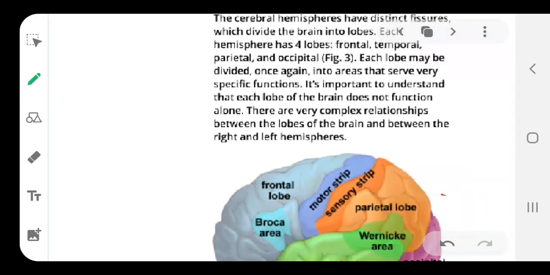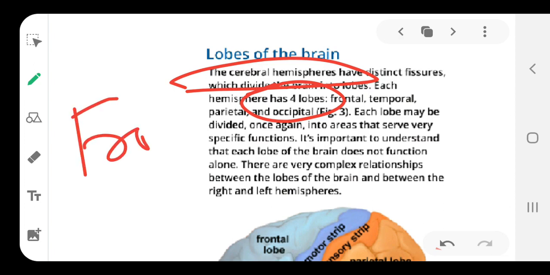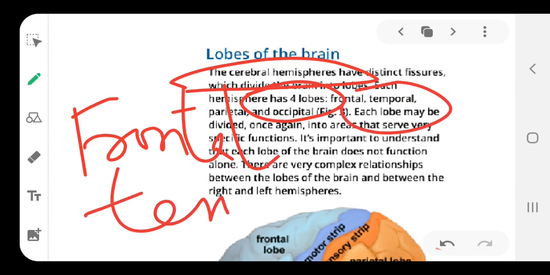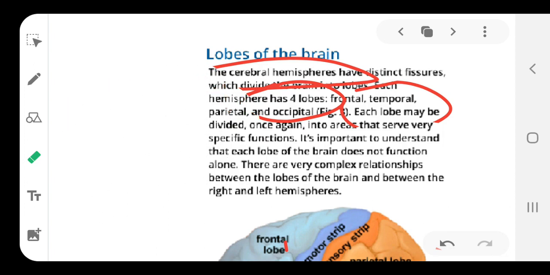Now here is the first part of the brain, called the cerebral hemisphere, the largest part of the whole brain. It has 4 lobes, and you should underline these names. The first one is the frontal lobe. The second is the temporal lobe, T-E-M-P-O-R-A-L. Write them down very precisely.